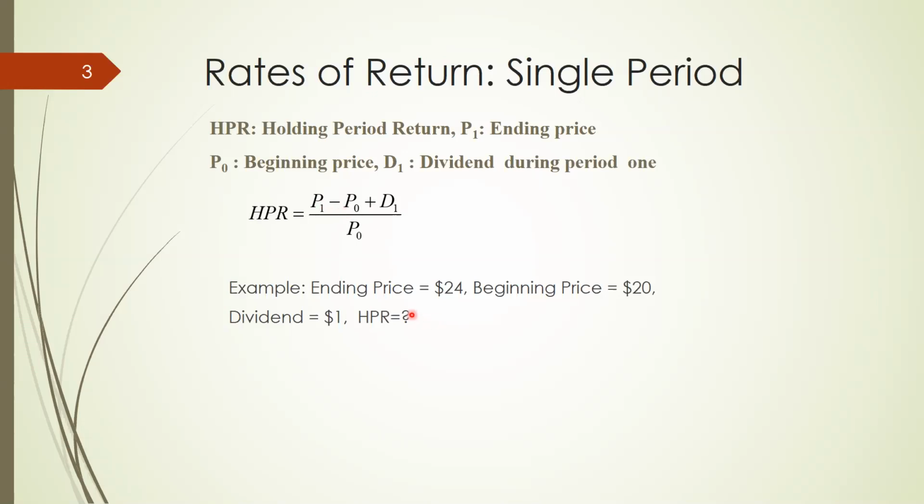For instance, if the beginning price of a share is $20, the ending price is $24, and during the period the dividend distribution is $1, assuming it occurs at the end of the period, what is the holding period return? Holding period return, therefore, is the capital gain, which is $4, plus the $1 dividend distribution, divided by the initial price 20, which yields 25%. So this is the return we typically download from databases that includes dividend distribution.